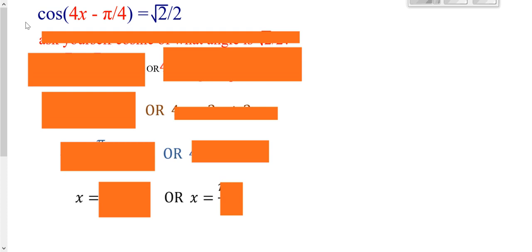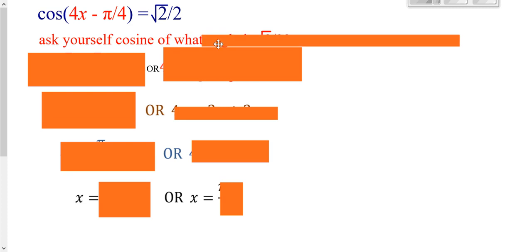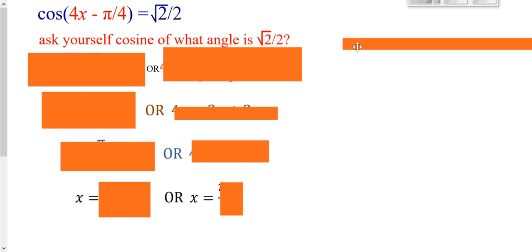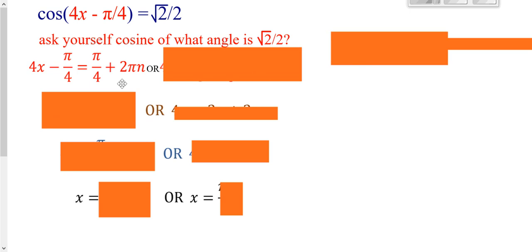So we need to solve this one for cosine. And in this case, our cosine's already on one side by itself. We have a big ugly angle afterwards, but your cosine's by itself. So you have to ask yourself, cosine of what big ugly angle gives me that root 2 over 2? Well, when is cosine equal to root 2 over 2? It's at pi over 4 plus any full multiple revolution thereafter.